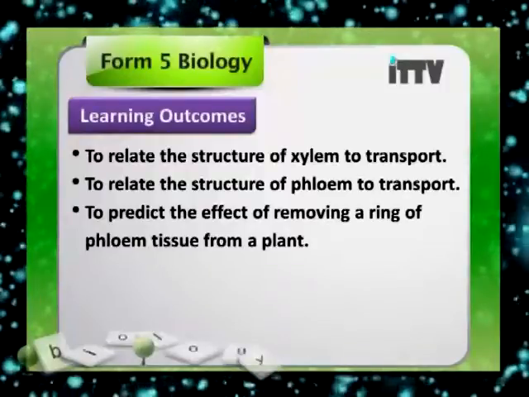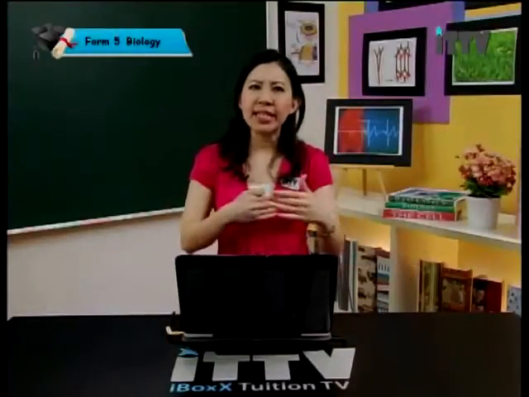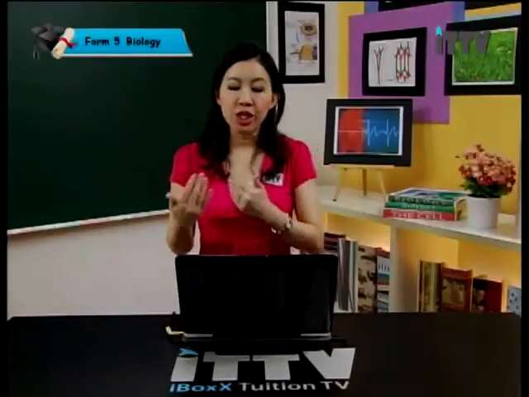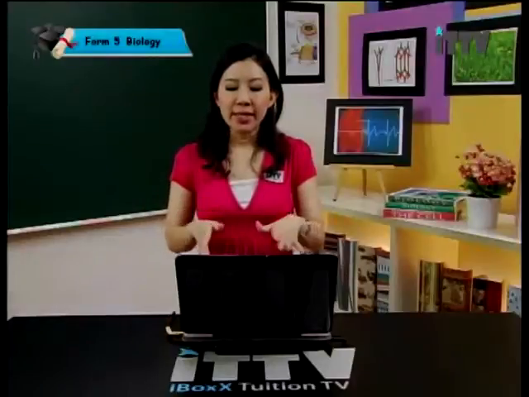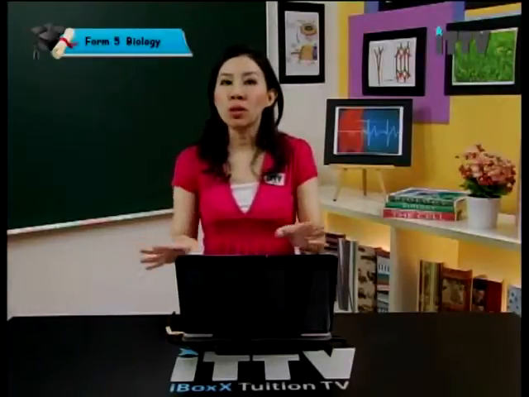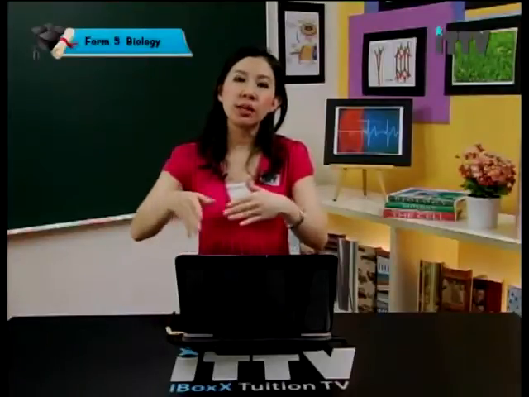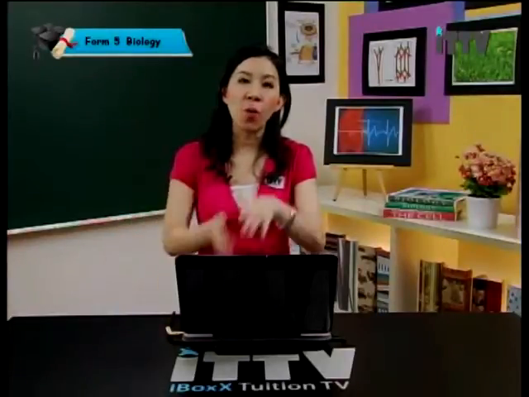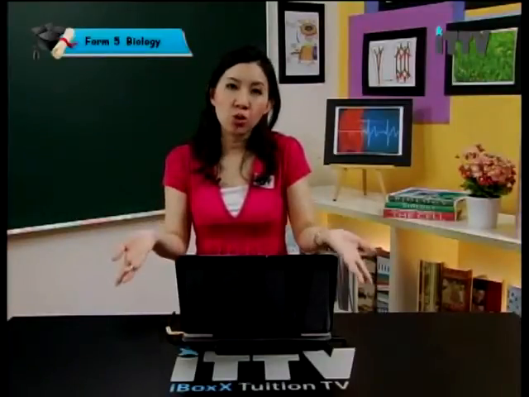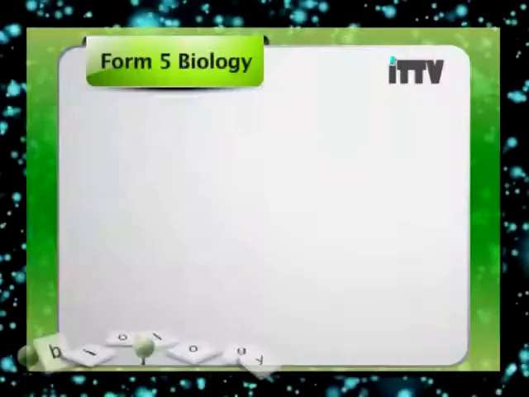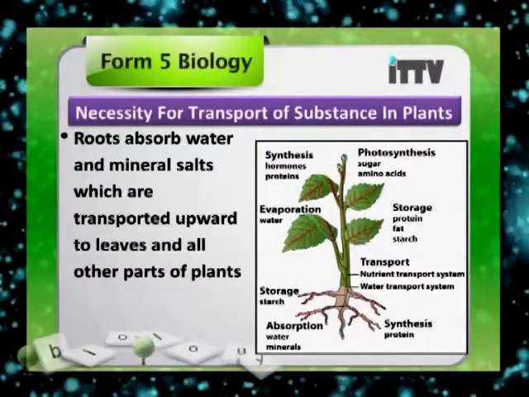So, now, like humans and animals, plants definitely need a form of transportation system, but they don't have blood, of course. Plants need to have a flow of water and food throughout the plants. So they have two different transportation systems, one for water and one for food. Food meaning sugar, sucrose, amino acids. So let's look at the necessity for transport of substances in plants.